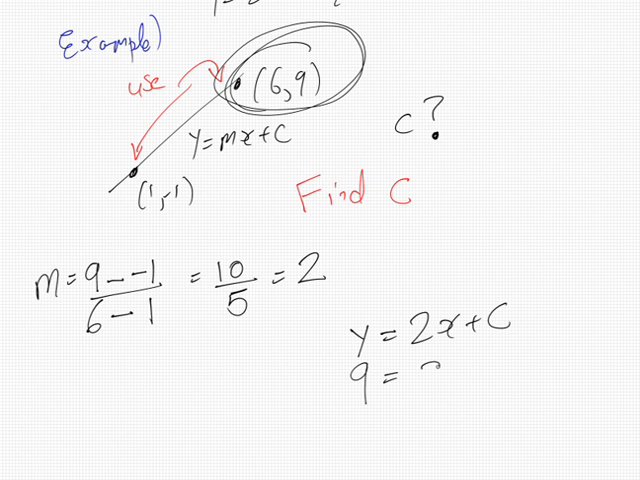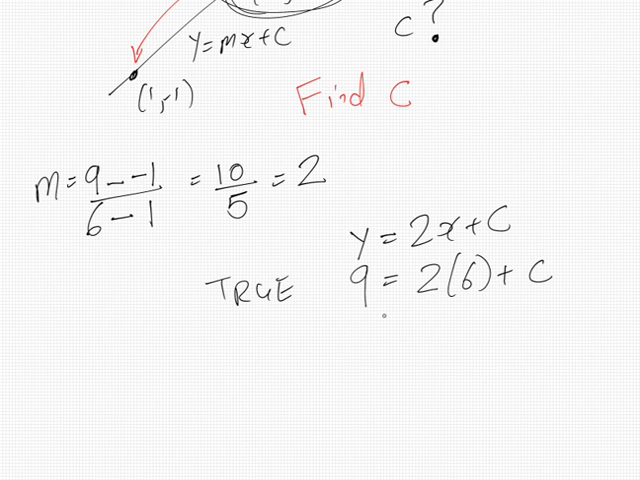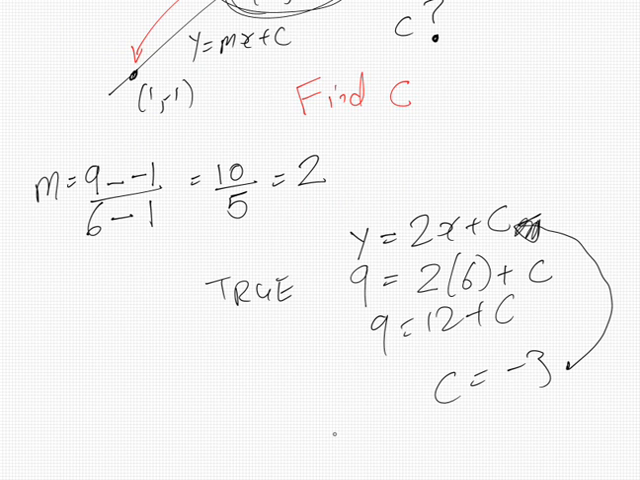So you get 9 equals 2 times 6 plus c. We know that this must be true. Why? Because it's a point on the line. And remember earlier we said if it's equal, it's on the line, and if it's not equal, it's not on the line. So here I get 9 equals 12 plus c. What's c? Minus 3. I can put this back in here, and I get y equals 2x minus 3.